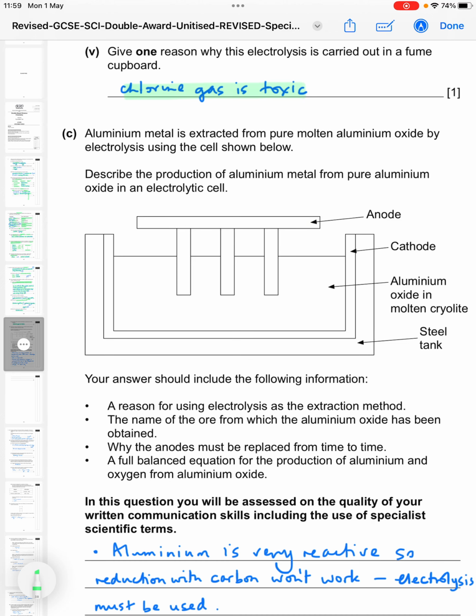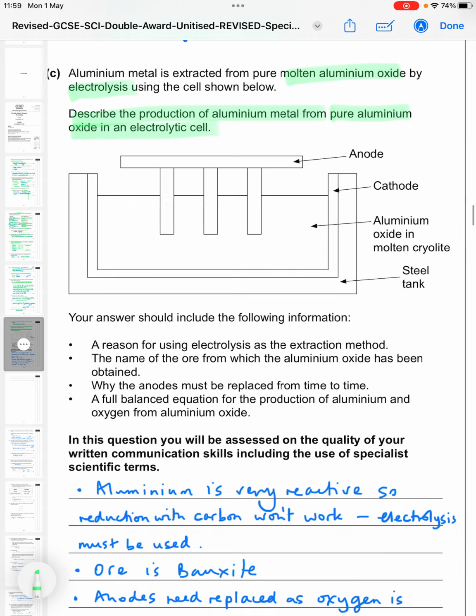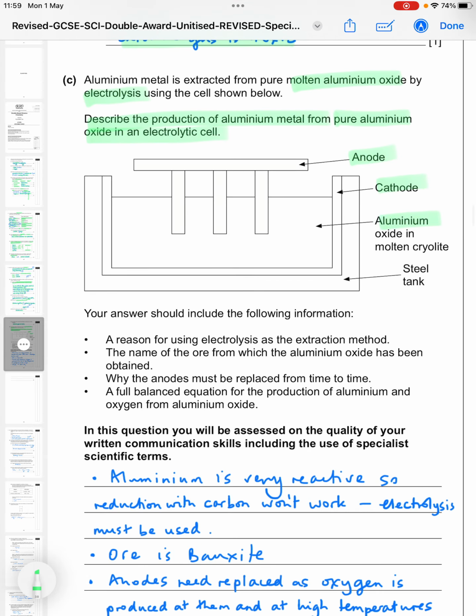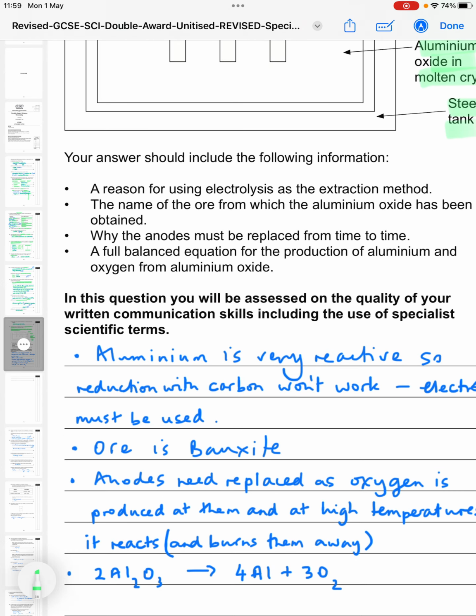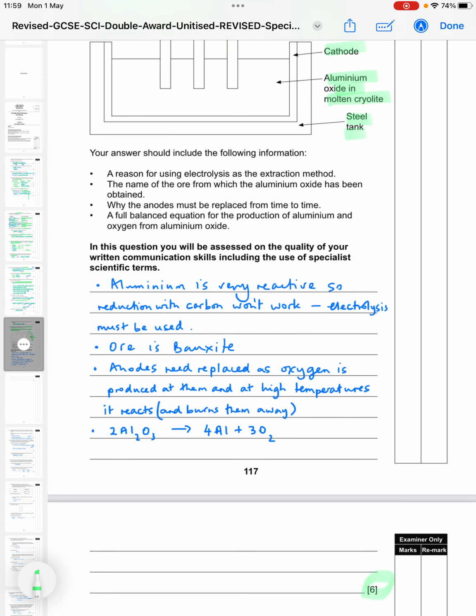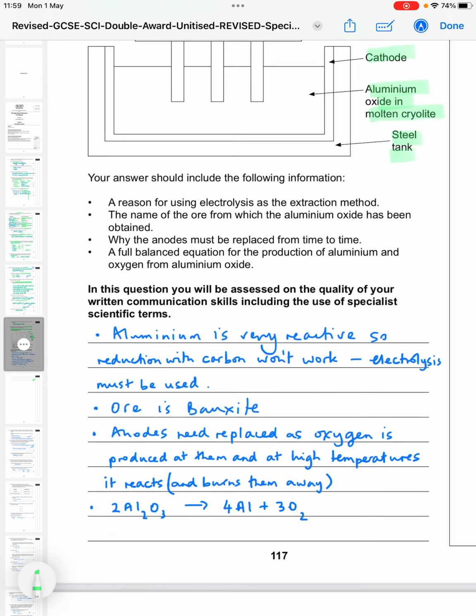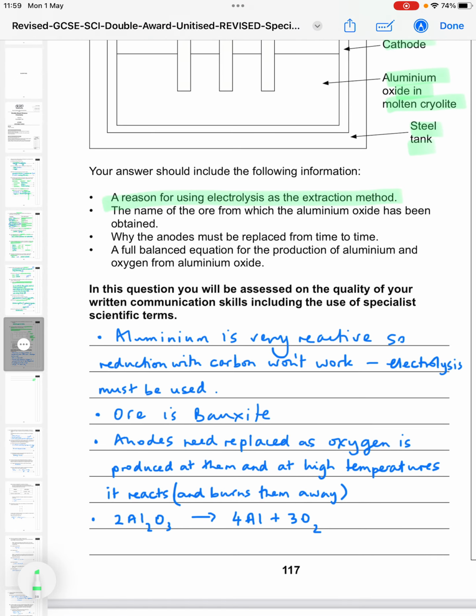So now we've got this diagram here, that's the first thing you notice, but make sure if you're faced with a diagram, you read all of the text around it. So aluminium metal is extracted from pure molten aluminium oxide by electrolysis using the cell shown below. Describe the production of aluminium metal from pure aluminium oxide in an electrolytic cell. So you see here with the anode, the cathode, the aluminium oxide and molten cryolite, and then a steel tank. So your answer should include the following information. And it's always good when they give you a bit of sort of scaffolding for a question like this. So we can see here at the bottom of the question it's worth 6 marks. So let's see what they're asking for.